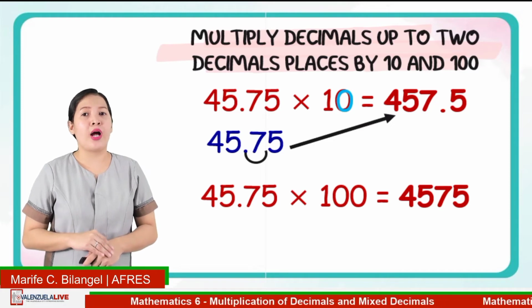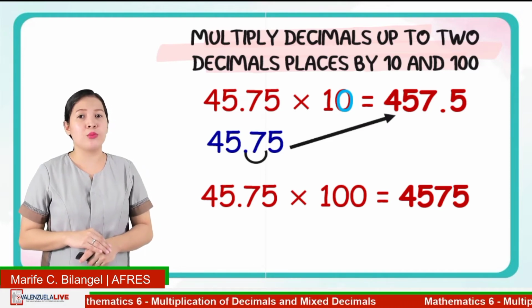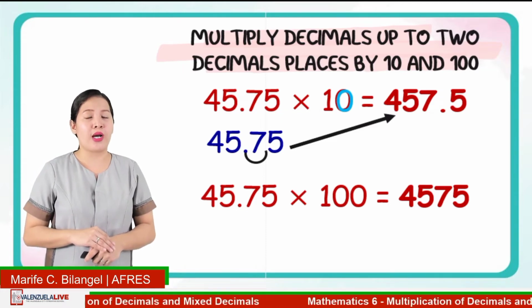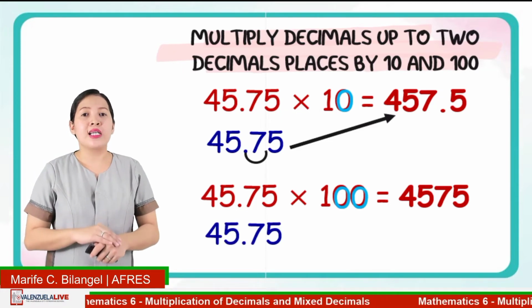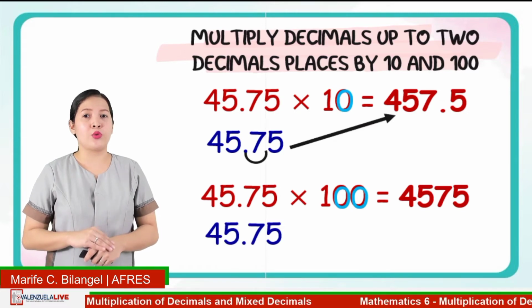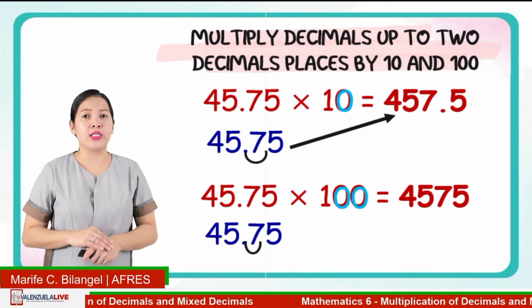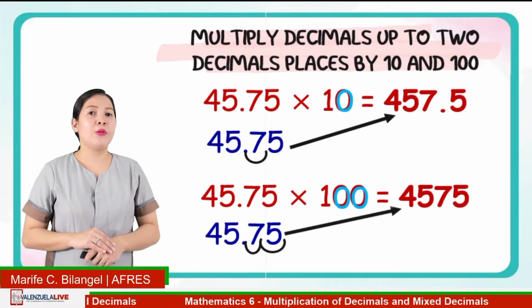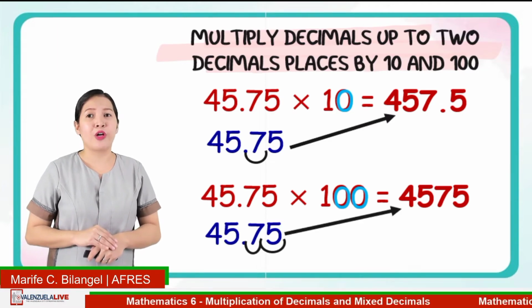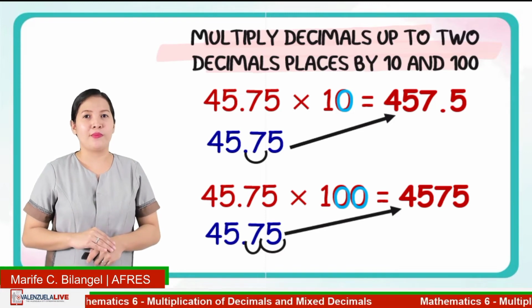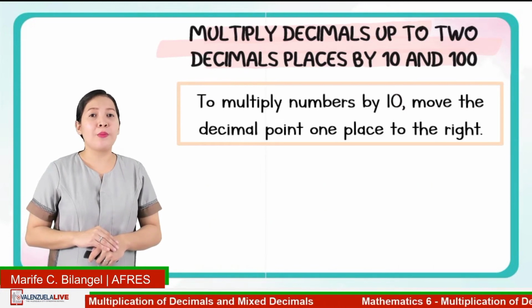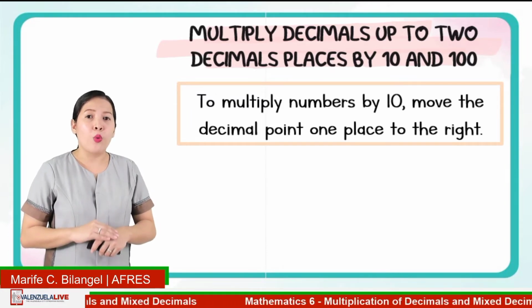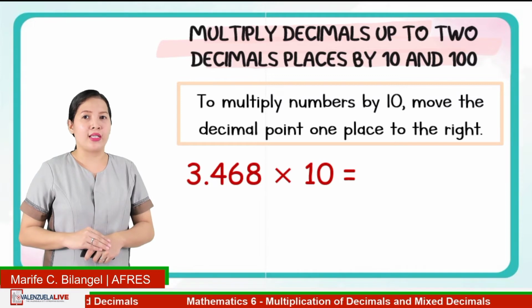While 45 and 75 hundredths multiplied by 100 is equal to 4,575. Since 100 has two zeros, we have to move the decimal point two places to the right. So our product is 4,575. To multiply numbers by 10, we just have to move the decimal point one place to the right.